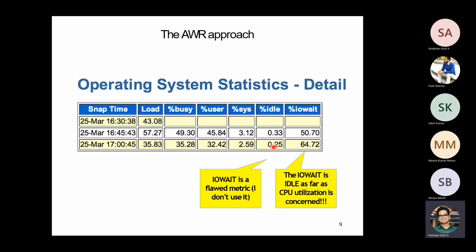This is a flawed metric, and that is why I sometimes do not rely on it, though both Oracle and RHEL have actually fixed this problem. But if you're running an older version, especially an Oracle database version less than 11g, then you might face this problem within the AWR report, where you're seeing some wrong information in the operating system statistics column, especially for this IO wait and idle. Okay.